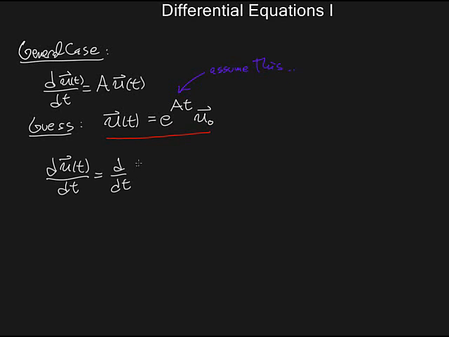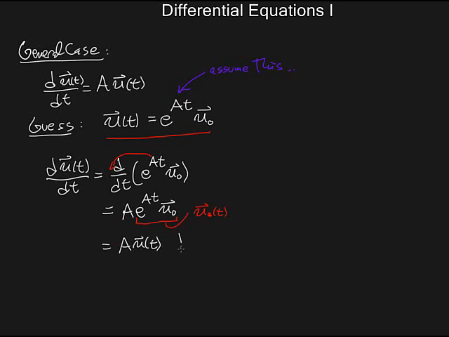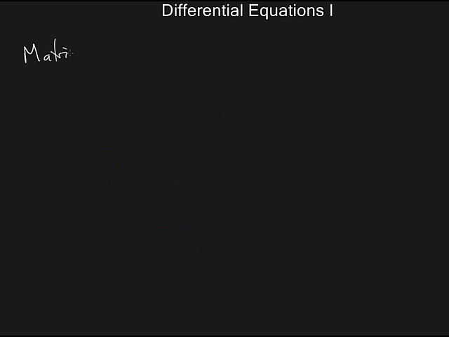Then let's check. The derivative of u of t would be the derivative of e to the At u naught. And if we're lucky and this exponential behaves the way it's supposed to, when you take the derivative of an exponential, you pull down the coefficient, which in this case is the matrix A, and you get A applied to the original vector u of t. And indeed, at least formally, I've found a solution. And so that just gets us to the question, what is this thing e to the At, really? How do you make this actually work?